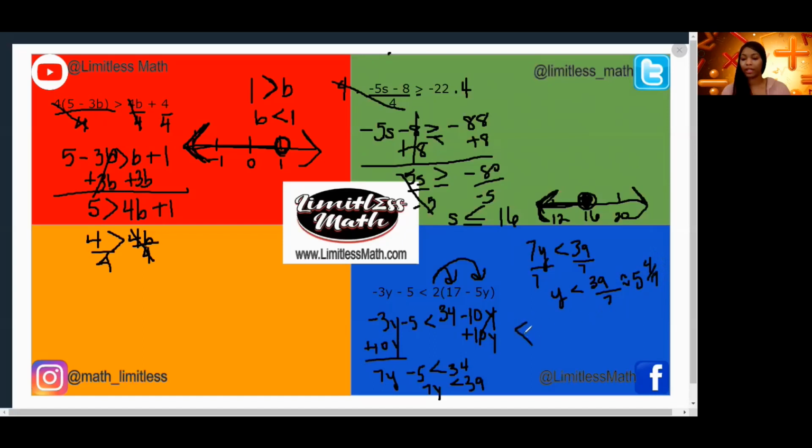So that does help us when it comes to the graph in terms of placement. So it is almost halfway. We want an open circle, and the y values are less than this number. So we're going to shade to the left for less. And there we go.